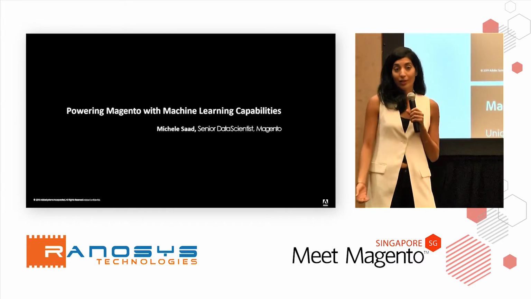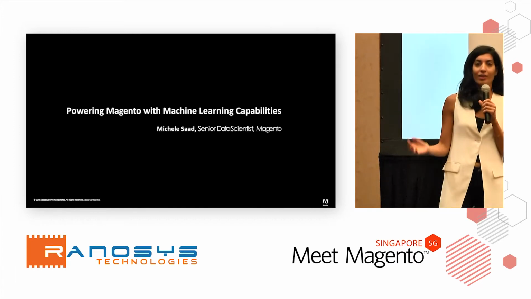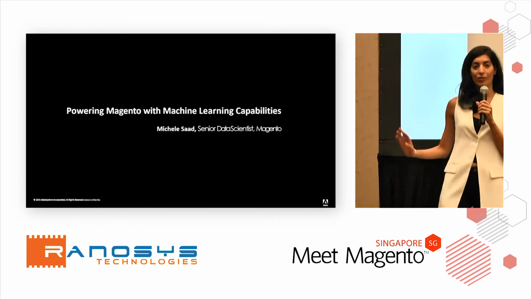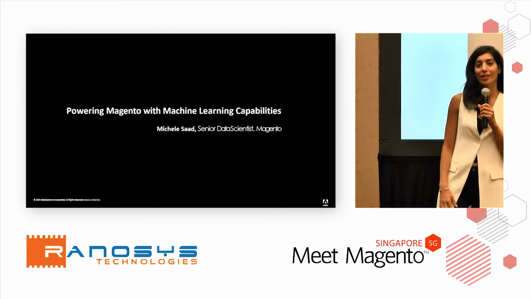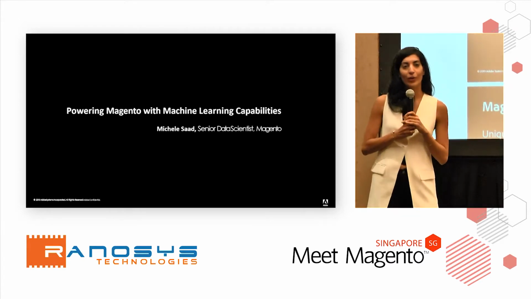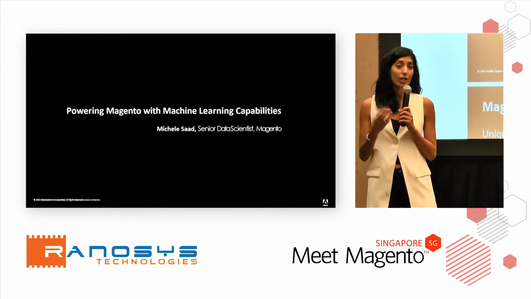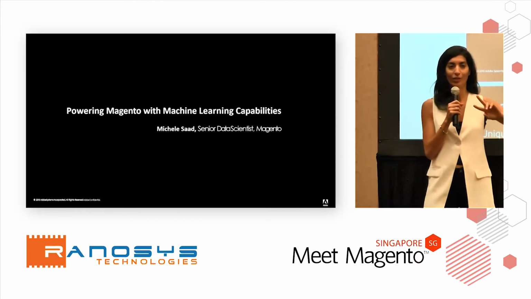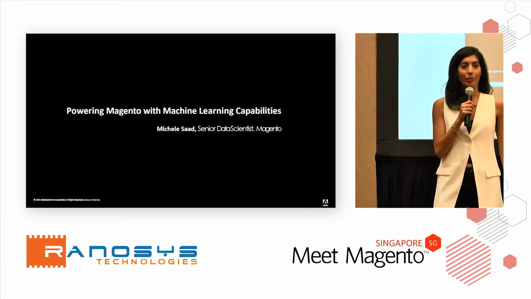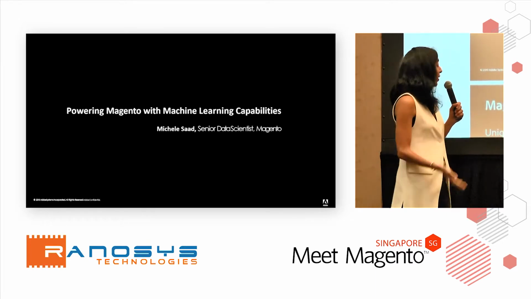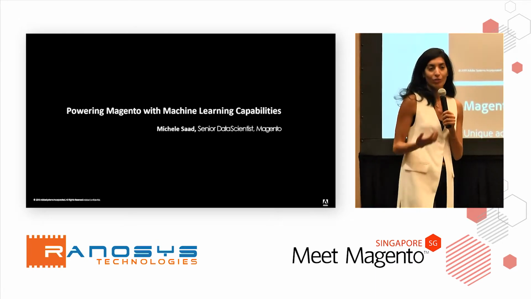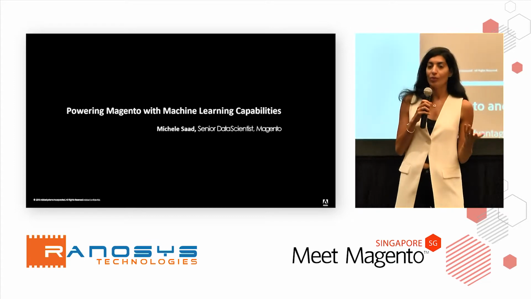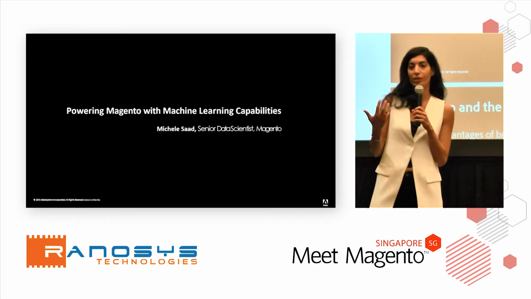So I'm a senior data scientist at Magento in our office in Austin, Texas. And I work closely with our colleagues at Adobe Research in the Bay Area. So I'm constantly between the two areas. Today, we're going to talk about applications of machine learning in e-commerce, specifically use cases that are of interest to Magento.